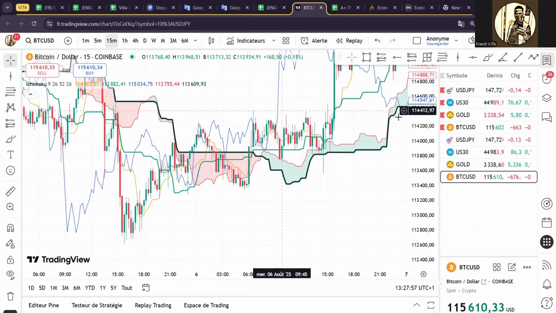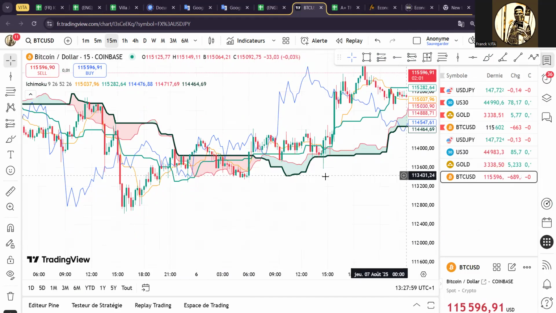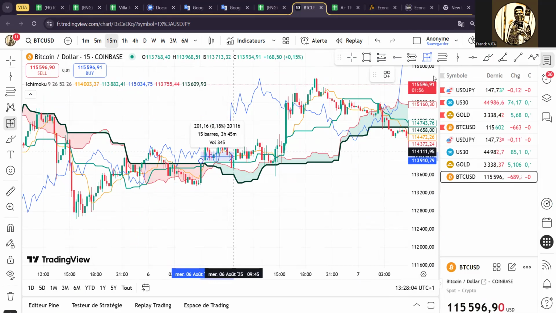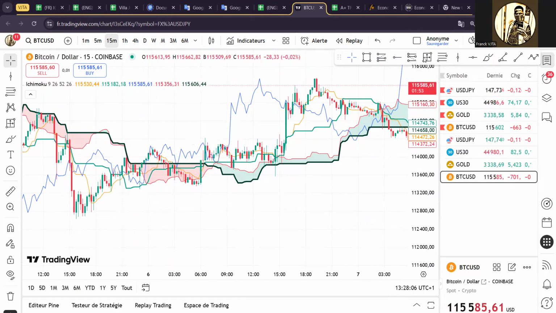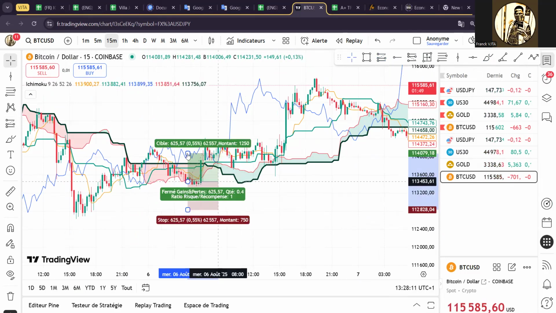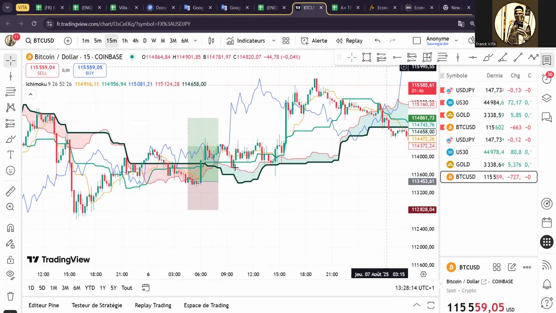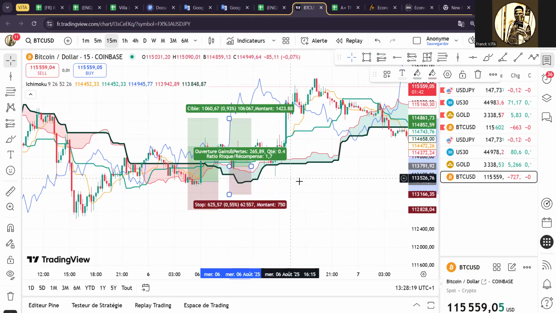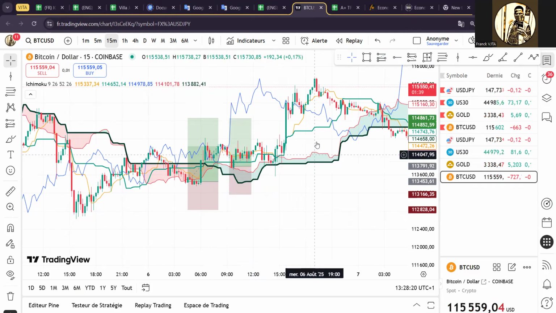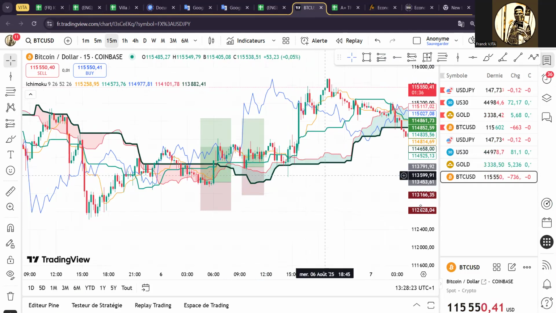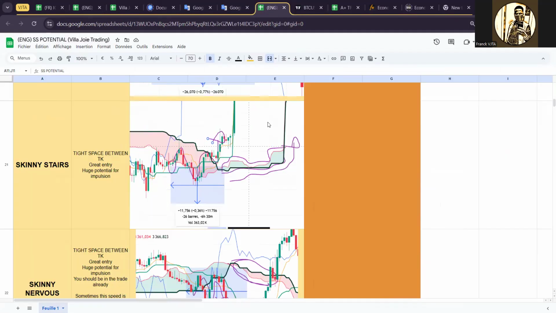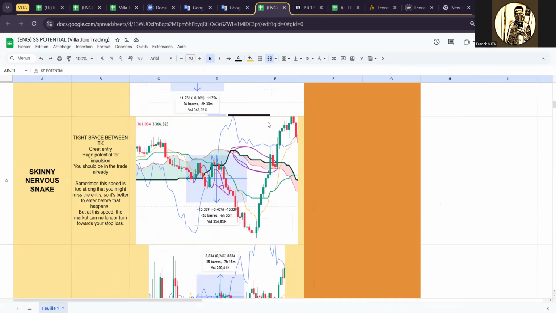But before you have a huge move, you will have those skinny rails that will make you go up. You have this one, you got this one. All of this until here. All of this is a skinny cloud that is even going higher. So you also have a skinny navel snakes.